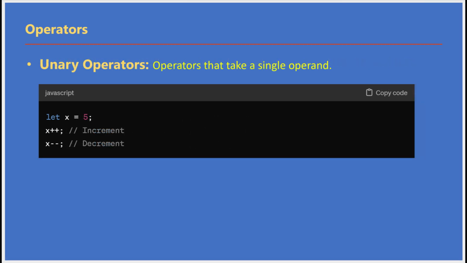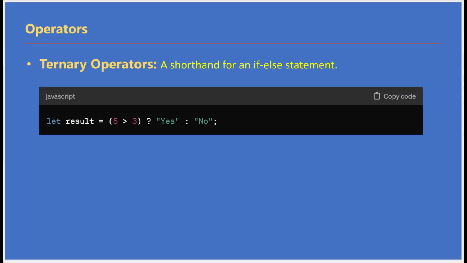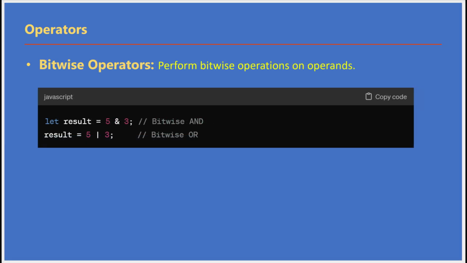Then we have unary operators. These are operators that only take a single operand. For example, incrementing a variable x by writing x++ or decrementing it by writing x--. There's also a special one called the ternary or conditional operator. It's a shorthand for an if-else statement. For example, is 5 greater than 3? If yes, return yes, else return no. Lastly, we have bitwise operators that perform operations on the binary representations of numbers, like 5 & 3 or 5 | 3.